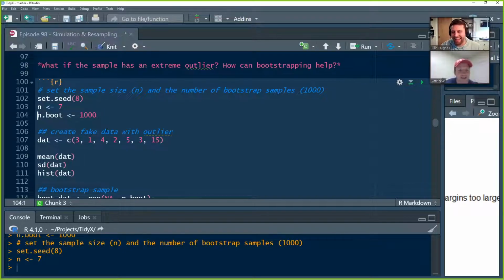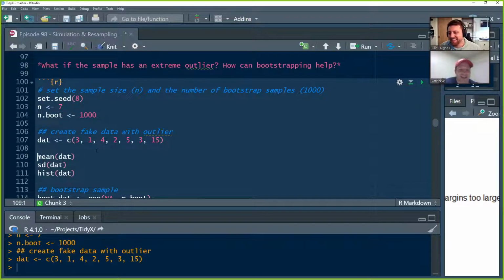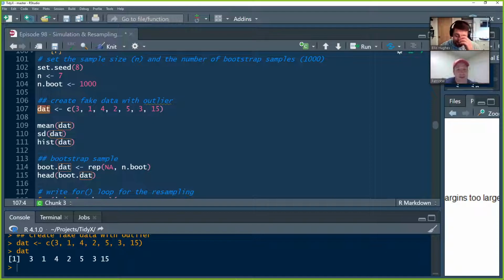Bad counting day. So we have a sample data set that has a whole bunch of numbers close to each other and then one really absurd outlier. And so if we run the mean on this, the mean is very sensitive to that outlier. It gets pulled towards it.